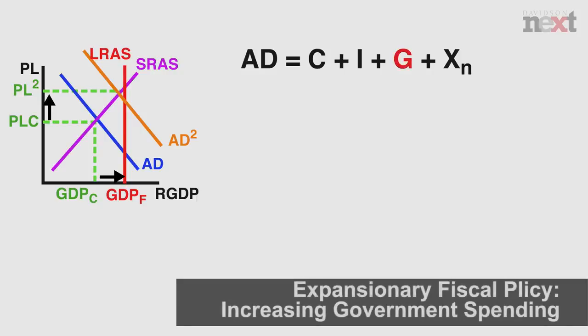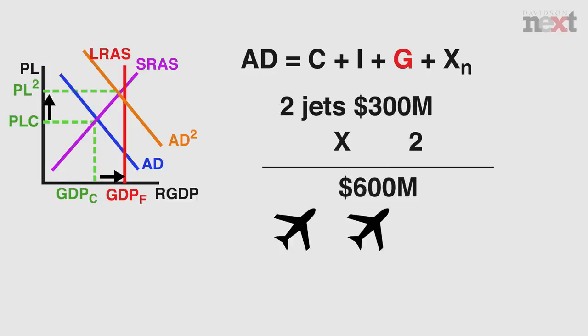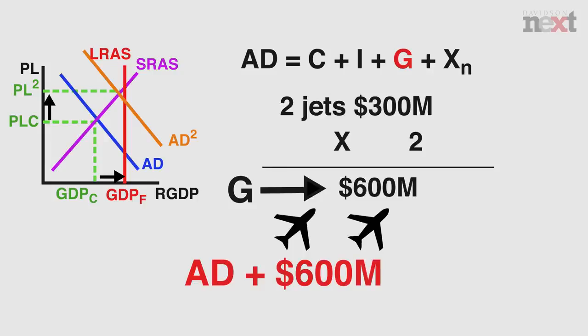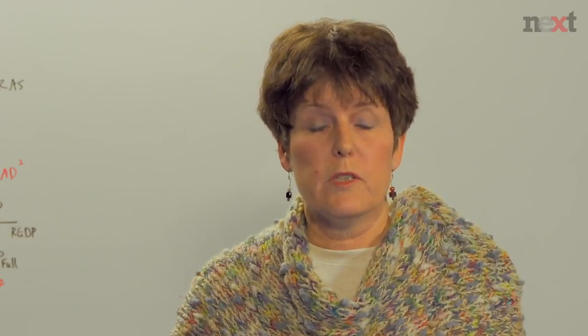Let's assume that the government of Econoland chooses to purchase 2 jets for $300 million each, for a total increase in G of $600 million. The government is demanding $600 million in jets, so aggregate demand increases by $600 million. Remember that each person's expenditure becomes income to another person. Now, the workers at the jet factory have $600 million in additional income.